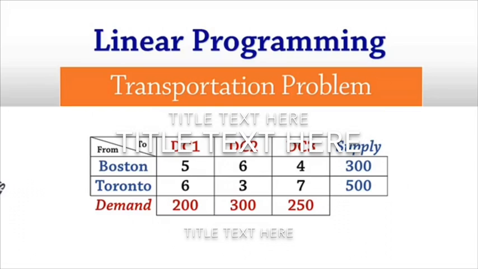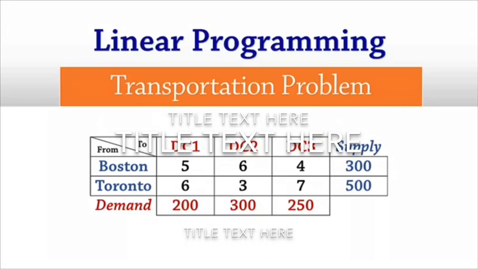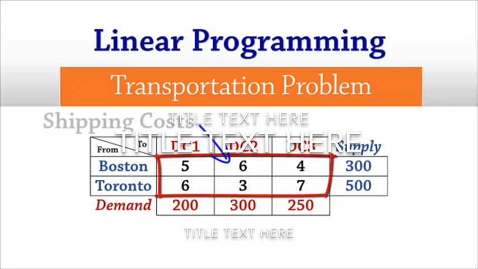The origins are 2 plants at Boston and Toronto with supplies or capacities of 300 and 500 units, while the destinations are 3 distribution centers with demands of 200, 300, and 250 respectively. The costs of transporting a unit of the product from origins to destinations are seen here. For example, it costs $6 to ship a unit of the product from Boston to distribution center 2.